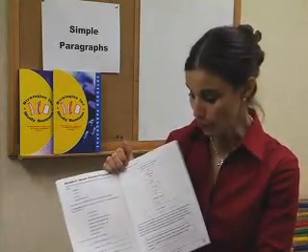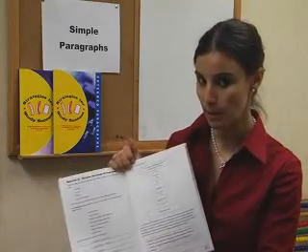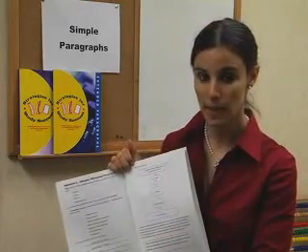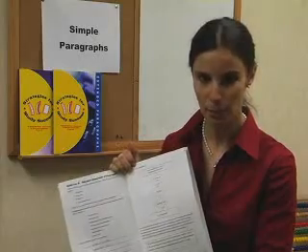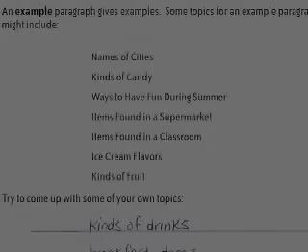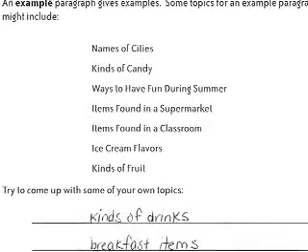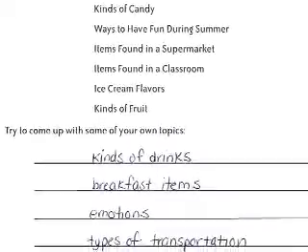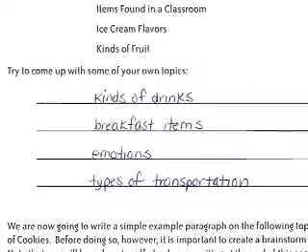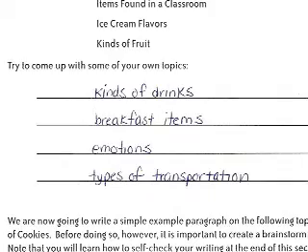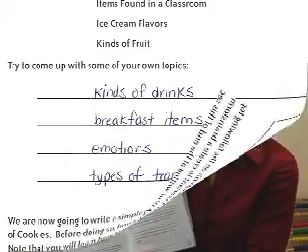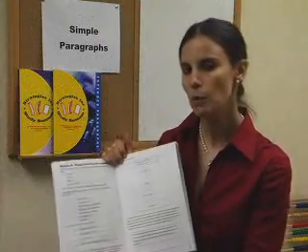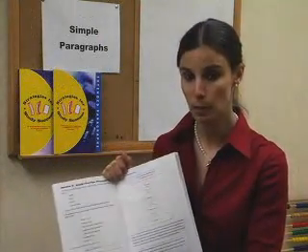The students are given some topics and then asked to come up with some of their own topics. Some of the topics given to write example paragraphs include names of cities, kinds of candy, and ways to have fun during summer. In this case, the student came up with some individual topics: kinds of drinks, breakfast items, emotions, and types of transportation. Then we introduce the concept of brainstorming.